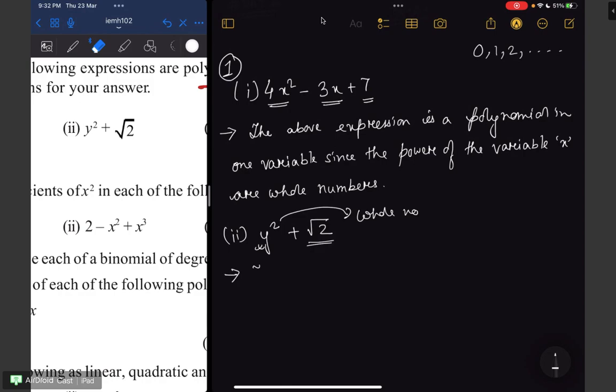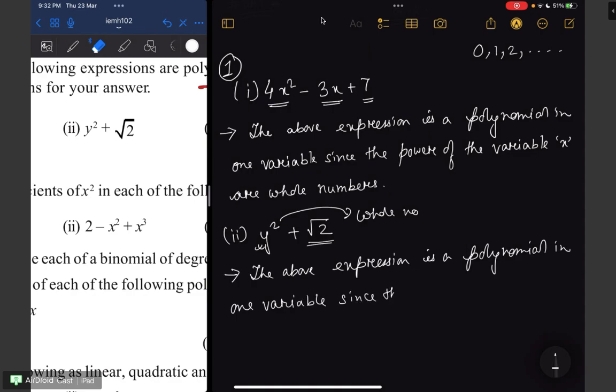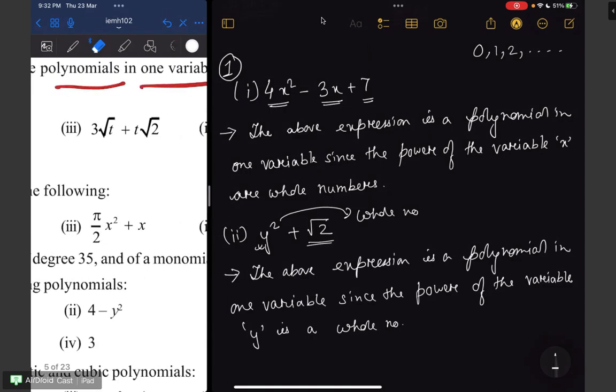Okay, so the above expression is a polynomial in one variable since the power of the variable, what is the variable here? Y, is a whole number. Okay, so let's go to our third expression.